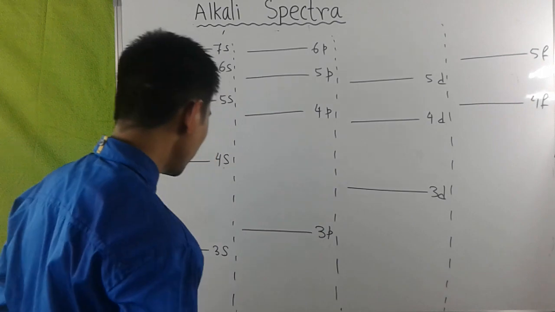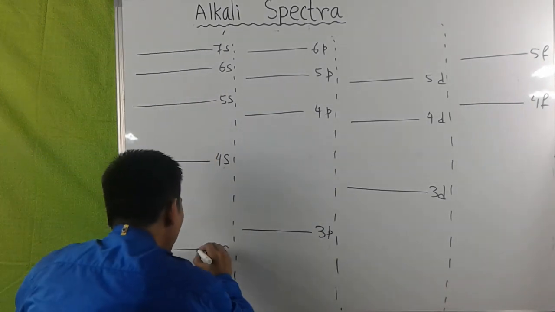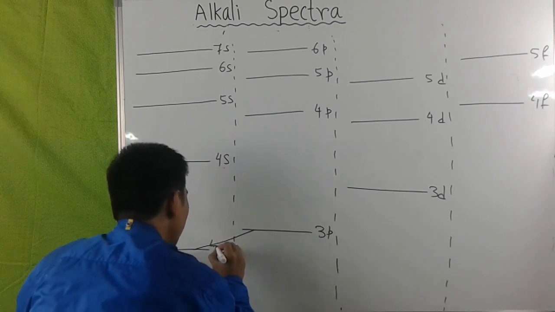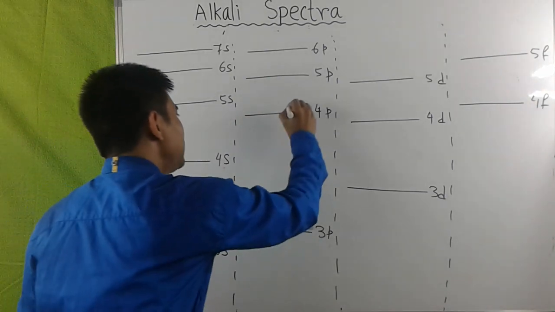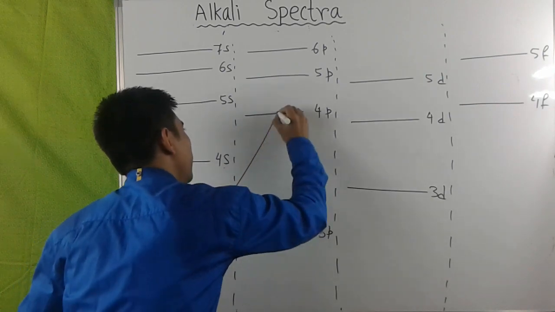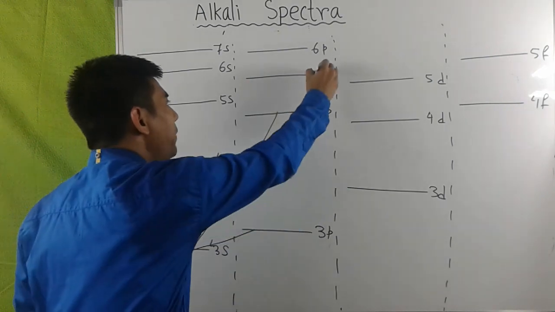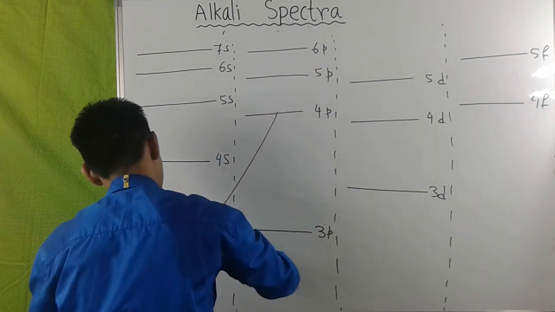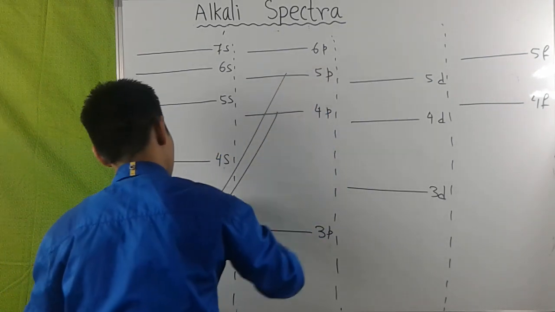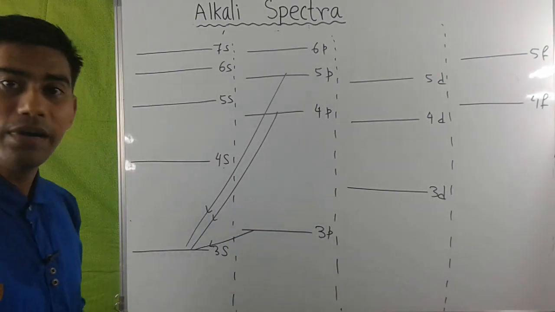Now the transition from the 3p level to the 3s level, the transition from the 4p level to the 3s level, and the transition from the 5p level to the 3s level give rise to the lines of the principal series.